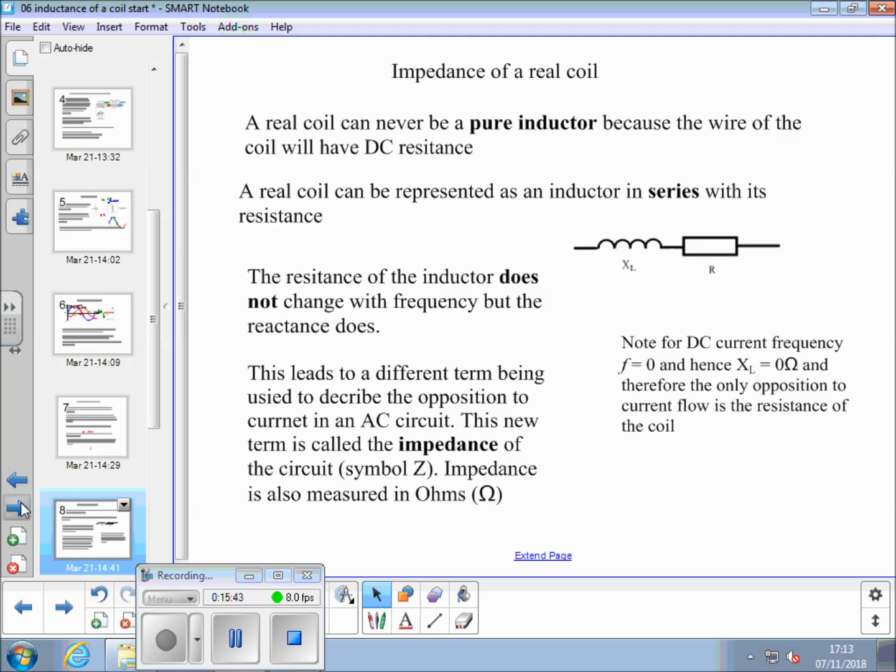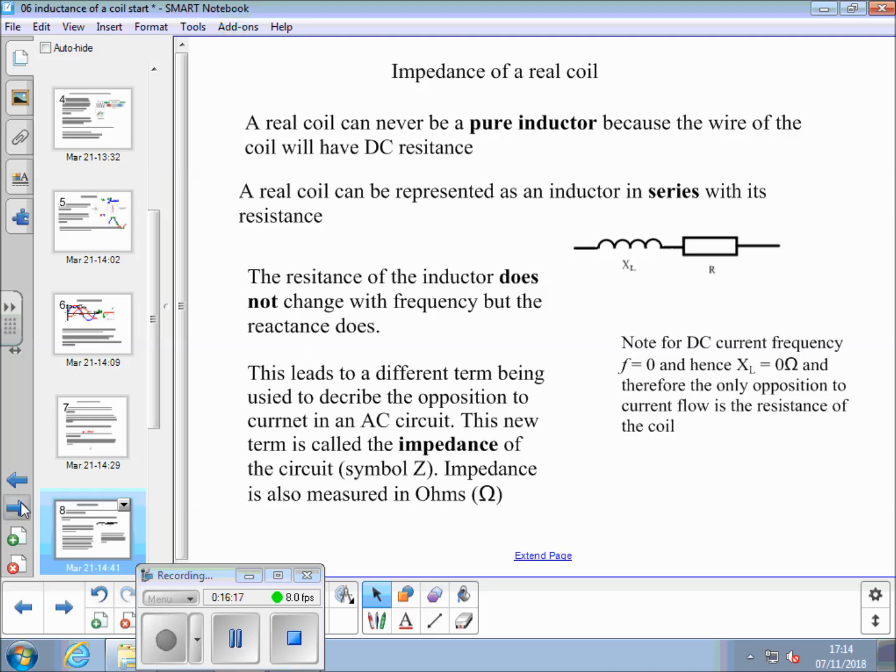This leads to a different term being used to describe the opposition to current in an AC circuit. Instead of resistance, we use a term called impedance. You must have heard of that before, Dan, yeah? Yes, in car speakers, anything to do with hi-fi. They've got an impedance. The amplifier output's got an impedance as well. The circuit symbol for impedance is Z, and the impedance is also measured in ohms.